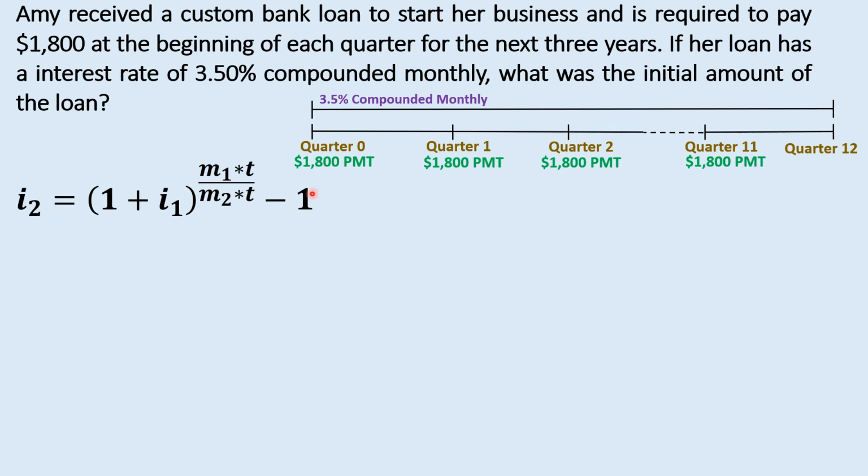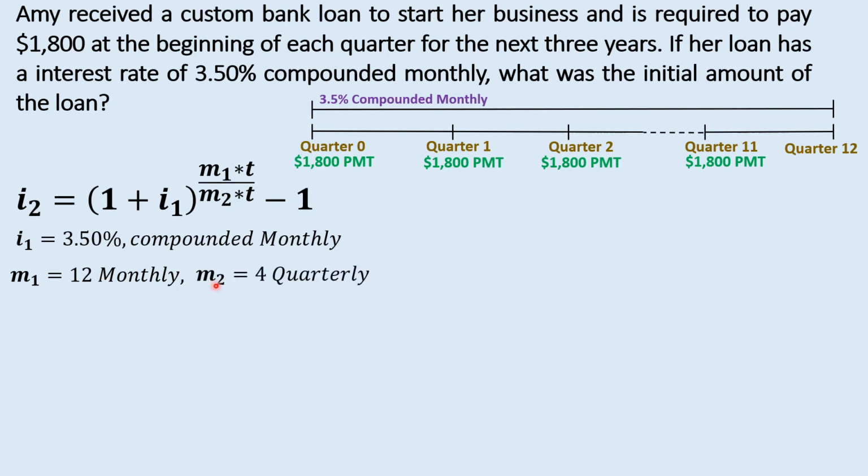I've already explained the variables here. In this case, I1 is going to be 3.5% compounded monthly. Your M1 frequency, which is given in the equation, the frequency of the 3.5%, is 12. Your M2, the frequency that you're trying to get to, a quarterly frequency, is going to be 4 quarters in a year. Time frame is 3 years, right?